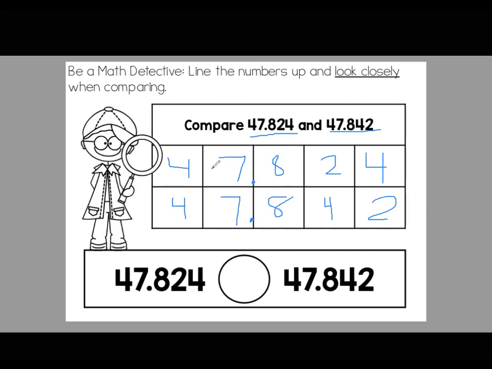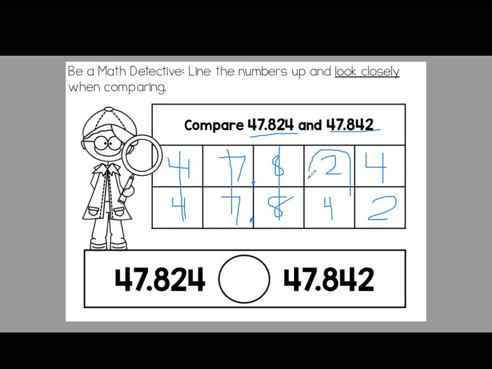So I have all our place values lined up. I lined up my tens with my tens, my ones, make sure the decimals are one on top of the other. We have our tenths place, our hundredths place, and our thousandths place. So we're going to start at the greatest place value, and I see that they both have a 4, so I'm going to cross this out because we have to move on to the next place. They both have a 7 in the ones place, so we keep moving to the right. They both have an 8 in the tenths place.